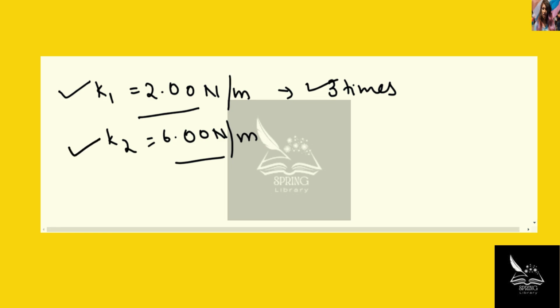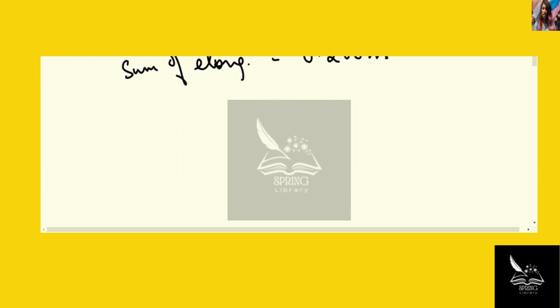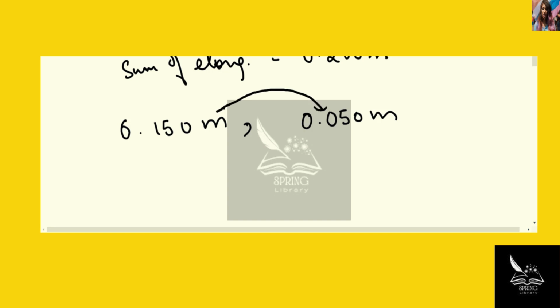Now the sum of the elongations is equal to 0.200 meter. And therefore what happens? One spring stretches 0.150 meter and the other stretches 0.050 meter. Why, you know? Because one should be 3 times more than this. 3x, 3 times.